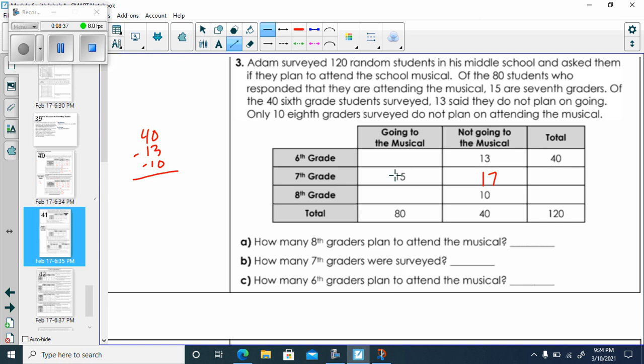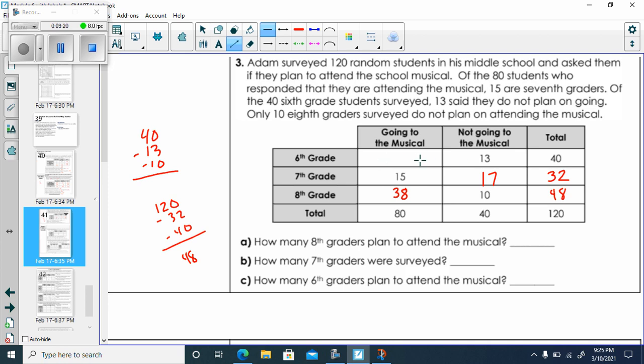Look, I can get this number here too. 15 plus 17 would give me the total 7th graders that were surveyed, and that would be 32. Okay, I can get this number too because I've got everything here except 120. These 3 numbers have to add up to 120. So I could say 120 minus 32 minus 40. Okay, 120 minus 32 minus 40 would give me 48. There was a total of 48 8th graders surveyed. 10 of them aren't going to the musical, so that would mean there's 38 going, right? Because 38 plus 10 gives you your 48.